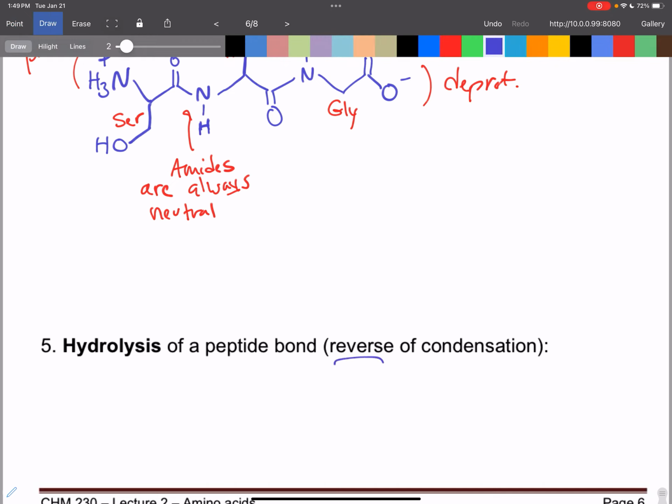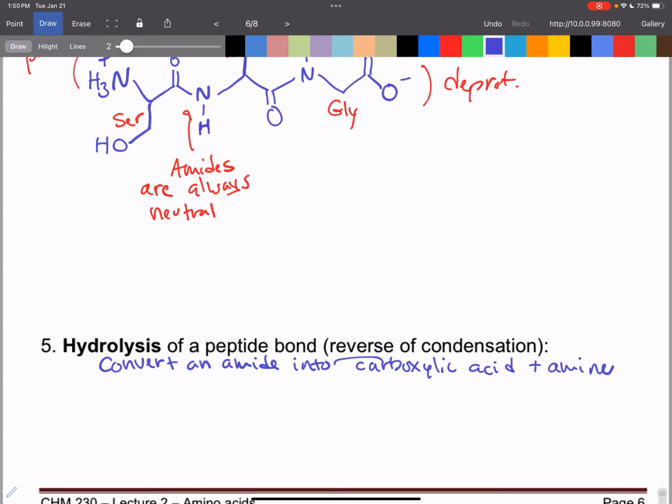And so that's going to convert an amide into a carboxylic acid as well as an amine. So really you could just draw the reaction exactly backwards, but I'll show it here clearly.